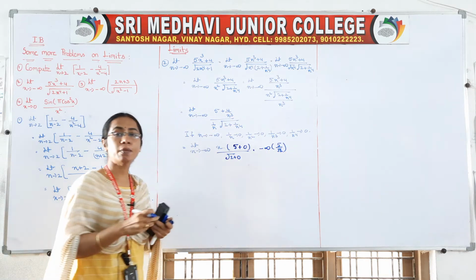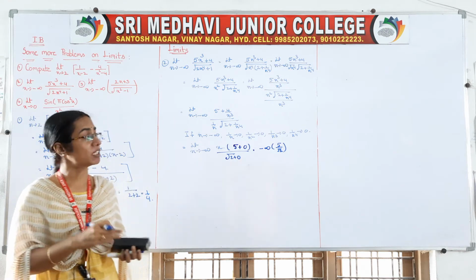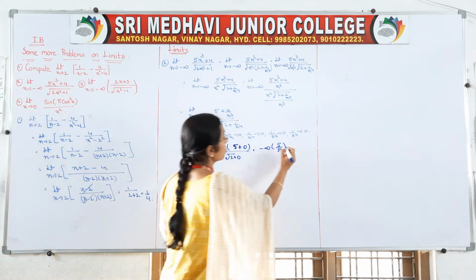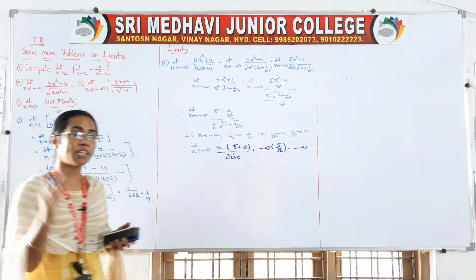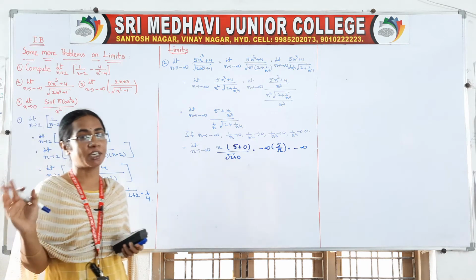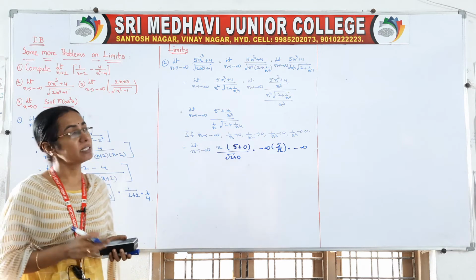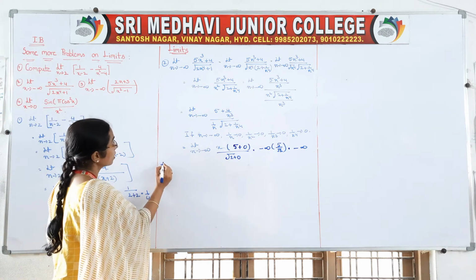So if we multiply any value with infinity, we will get infinity only. Infinity means unlimited, a very high value, right? So your answer is minus infinity. Infinity into something is infinity. Remember, already it is minus, so it is minus infinity. Okay. Now come to the third question.